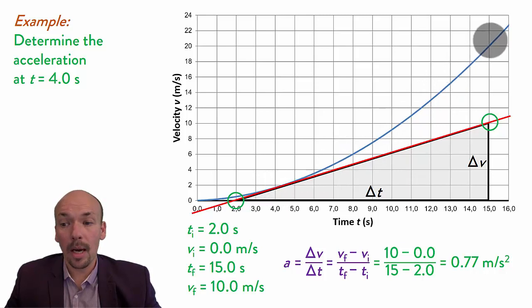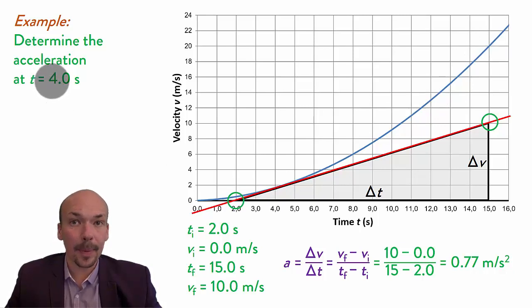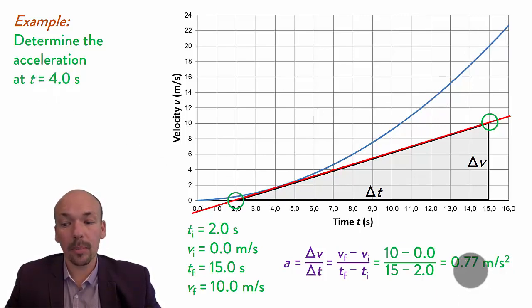So then we can calculate the acceleration of this point, and we don't know what the acceleration will do. It probably will go up towards here because, as you can see, the slope is growing bigger, but for now we know that the acceleration exactly at time is 4 seconds is 0.77 meters per second squared, and the only way to do it is with the tangent line method.